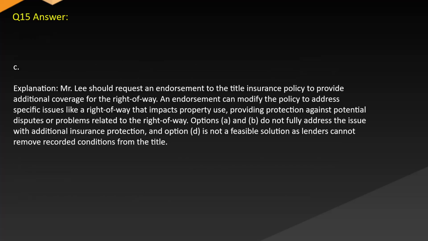Answer: C. Explanation. Mr. Lee should request an endorsement to the title insurance policy to provide additional coverage for the right-of-way. An endorsement can modify the policy to address specific issues like a right-of-way that impacts property use, providing protection against potential disputes or problems related to the right-of-way. Options A and B do not fully address the issue with additional insurance protection, and option D is not a feasible solution as lenders cannot remove recorded conditions from the title.